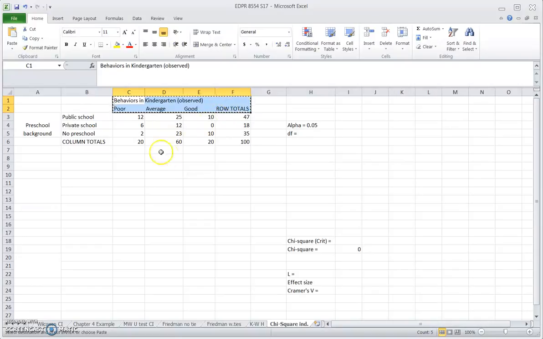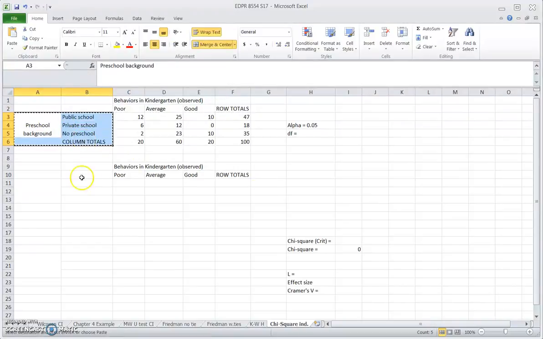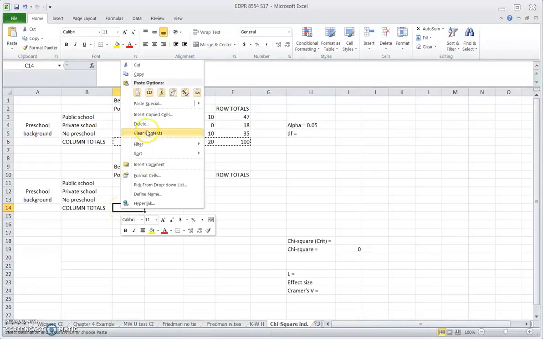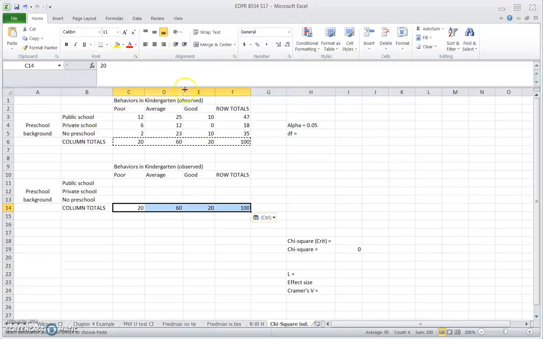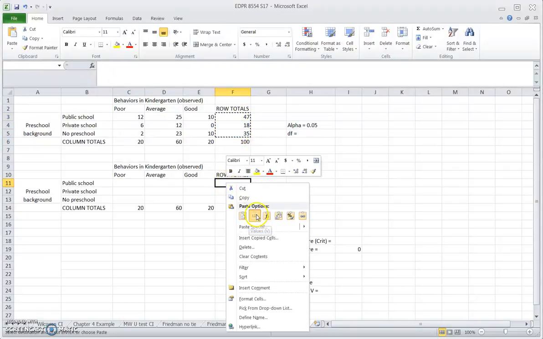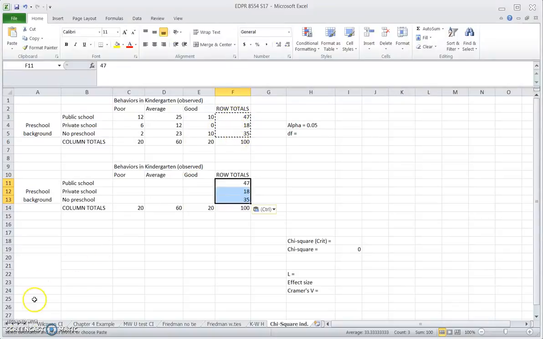To make my calculation easier, I'm just going to copy the same table structure so I can create a table for the so-called expected frequencies. I'm going to use the same row totals and column totals. So I copy and paste the values for those column totals and the values of the row totals.